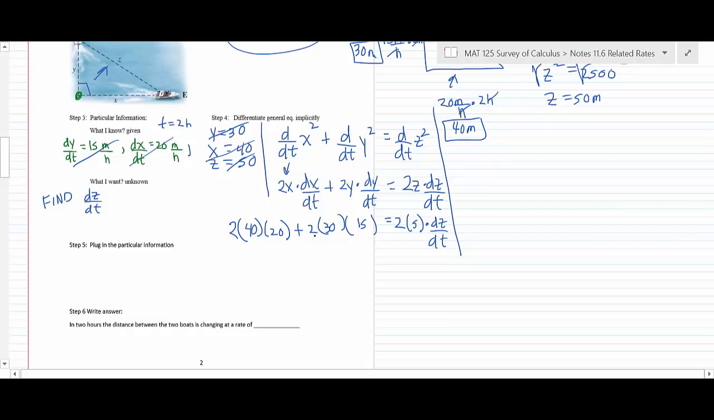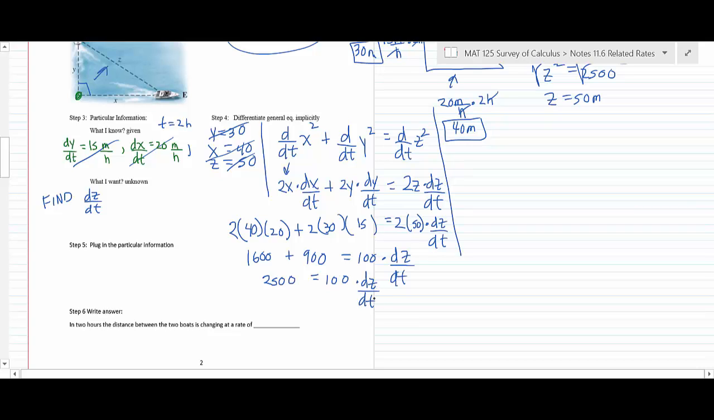So Z is 50, right? So 2 times 50 is 100, times dz over dt. Okay, 2 times 40 times 20 is 1600. I probably should have just stayed in bed this morning. We got 2 times 30 times 15 is 900. Then that's 100 times dz over dt. And that's 2,500 equals 100 times dz over dt.